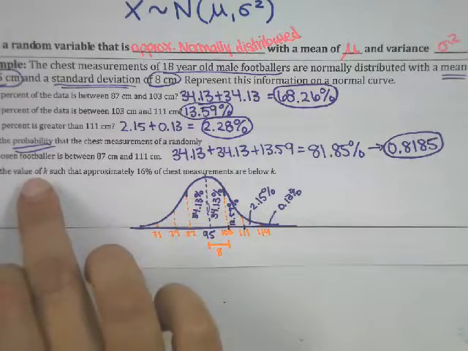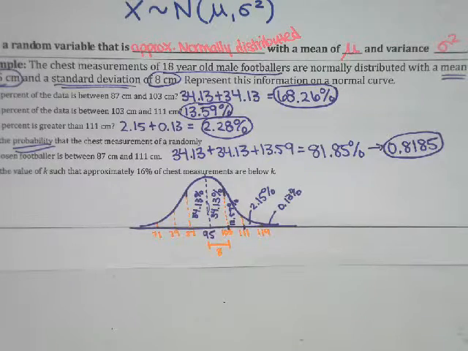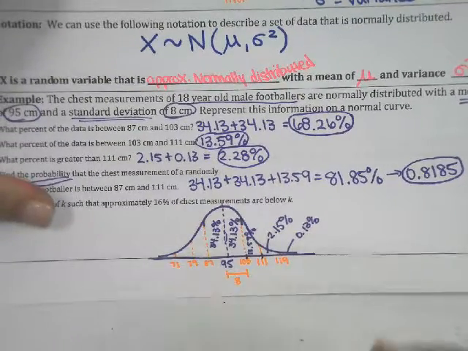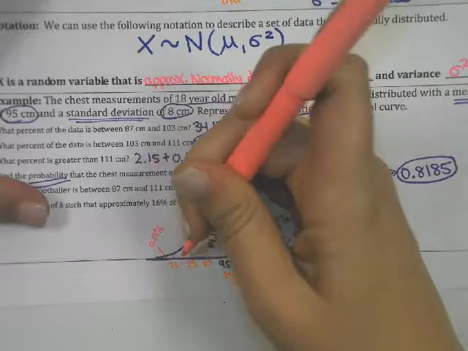All right, find the value of K such that approximately 16% of chest measurements are below K. Okay, so we need to, I'm going to put these down.